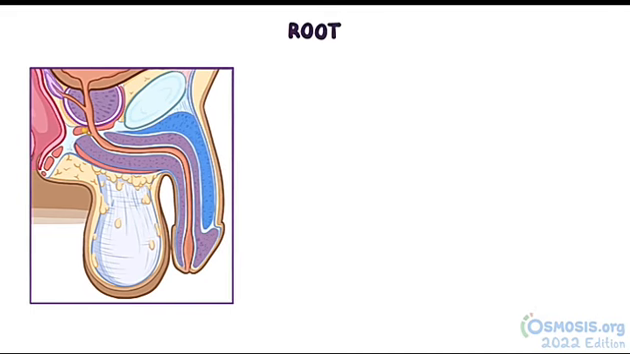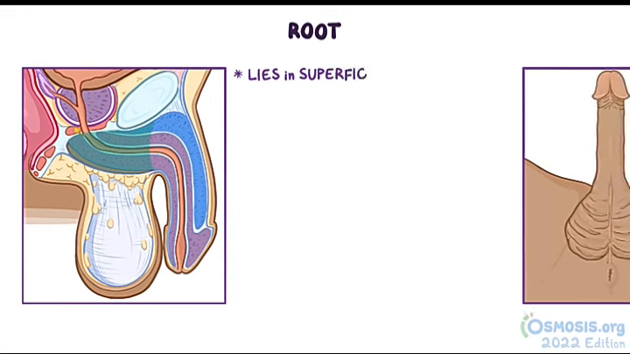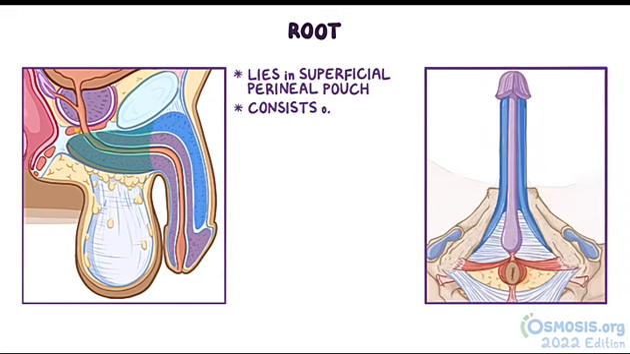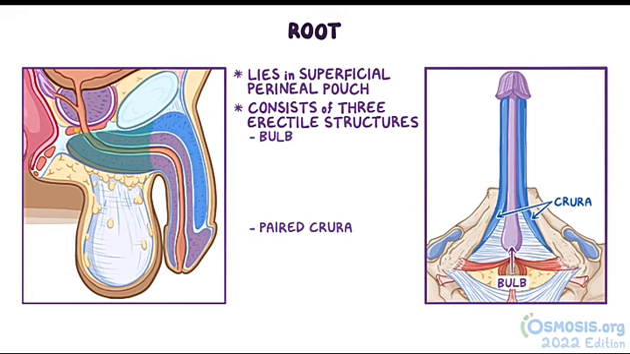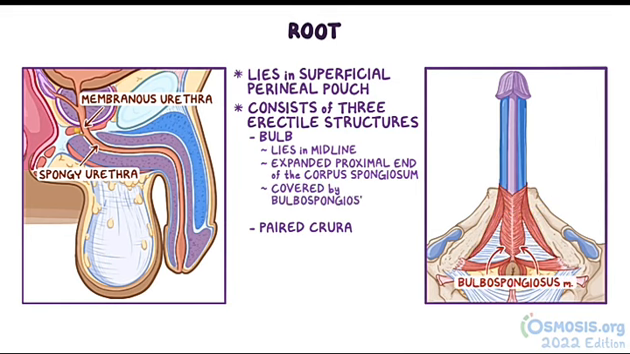Let's start with the root, which is the attached part of the penis. The root lies in the superficial perineal pouch and consists of 3 erectile structures called the bulb and the paired crura. The bulb of the penis lies in the midline and is the expanded proximal end of the corpus spongiosum. The posterior part of the bulb is penetrated superiorly by the membranous urethra, forming the spongy urethra.